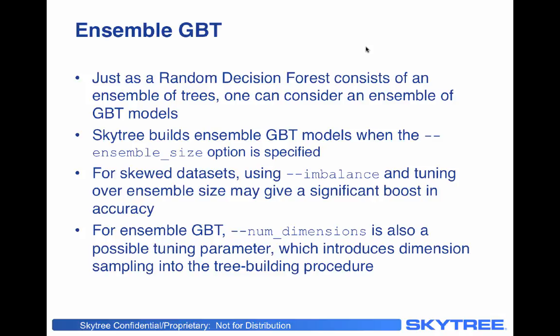Skytree's ensemble gradient boosted tree models apply these ideas to gradient boosted trees. So when you use the --ensemble_size option while using the gradient boosted tree module, GBT module of Skytree, Skytree trains multiple GBTs using samples from the original dataset, and can also possibly do dimension sampling, and finally combines the GBT models to obtain the final model. So we find that using the Ensemble GBT option together with imbalance handling can significantly boost the accuracy for imbalanced datasets, and it can actually help for non-imbalanced datasets as well. So this is a useful option to know about.